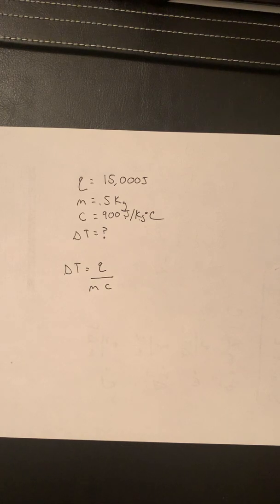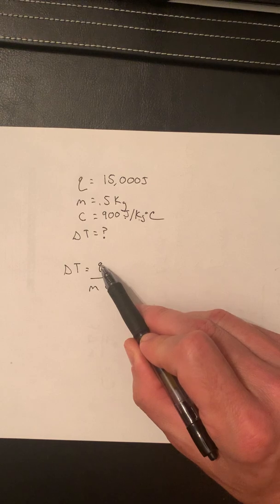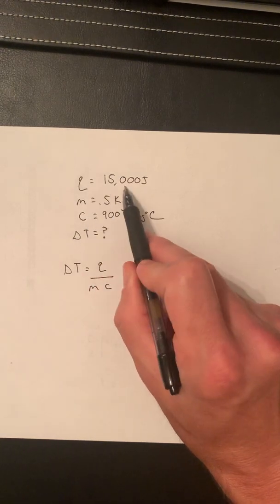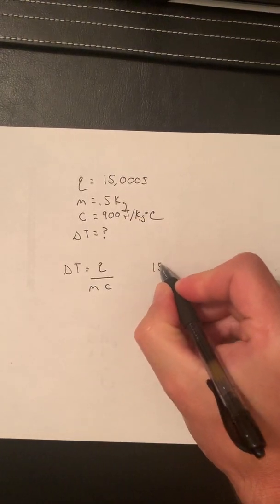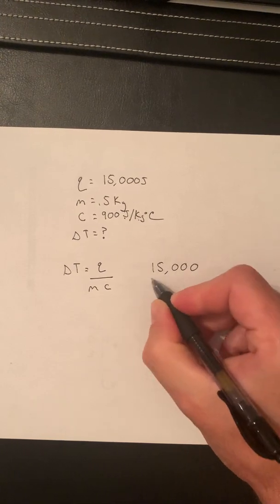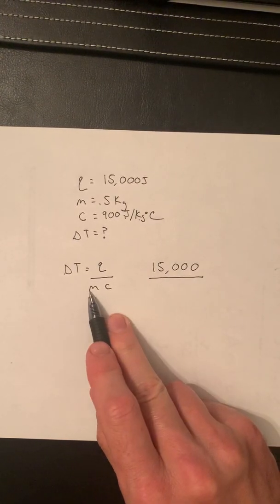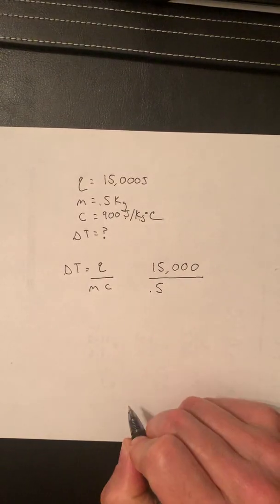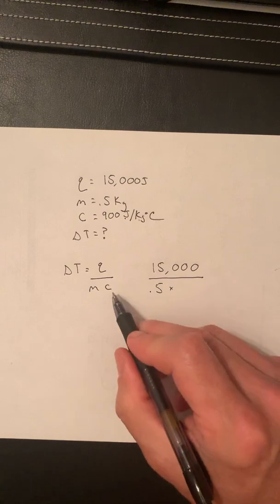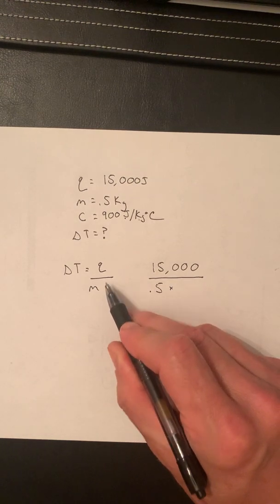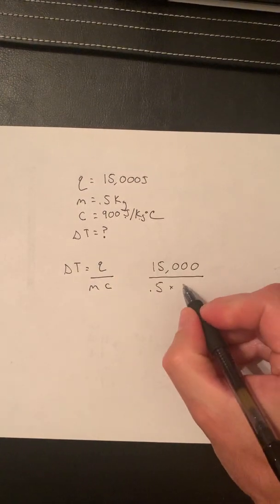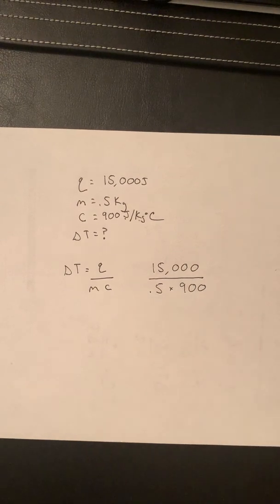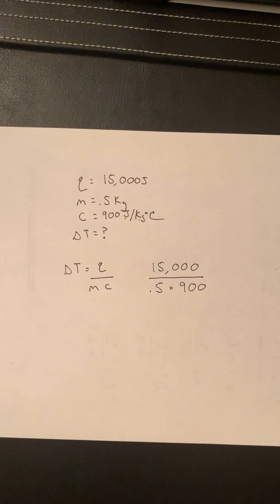So from here, I can do some matching, right? I have to match things in the right spot though. Q goes on top. So that means that my value for Q has to go on top. So there's 15,000. M is here, all right? So my mass was 0.5 kilograms times the specific heat, which this particular sample was aluminum, and we said that it's got a 900 joules per kilogram degrees Celsius of specific heat.